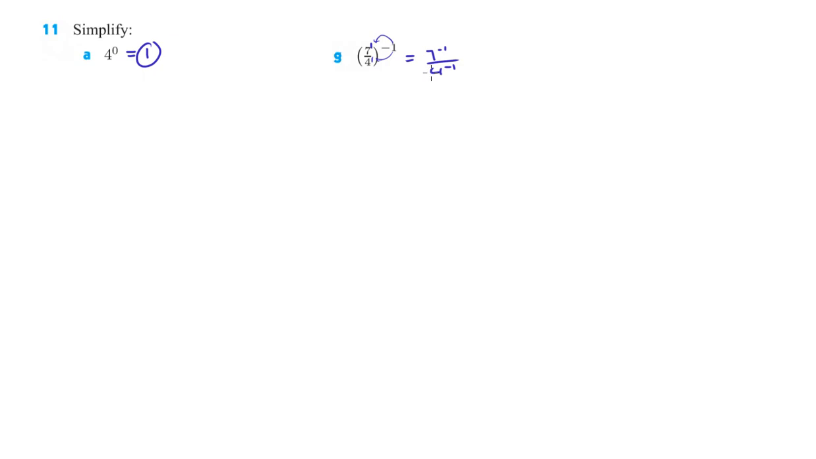So any negative exponents, I can move to the other side. So that 4 to the negative first is going to come up there, and the 7 to the negative first come down here. And when they switch, it switches signs, so it's going to be 4 to the first on the top and 7 to the first on the bottom, or just 4/7.